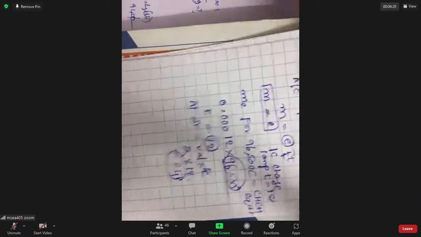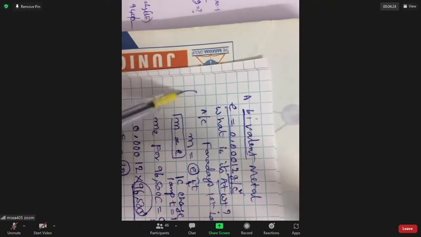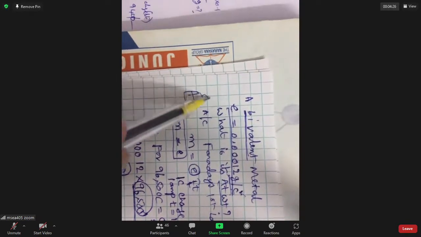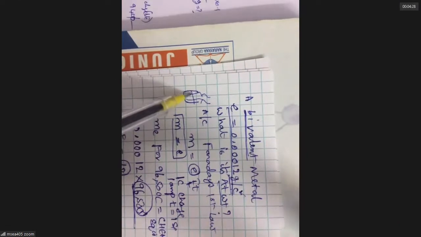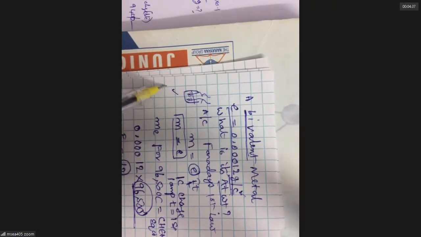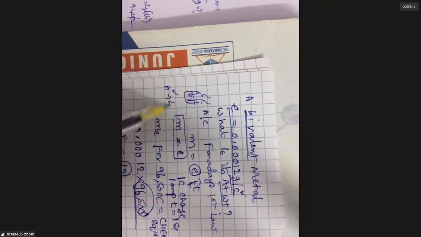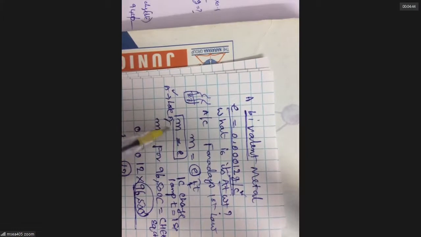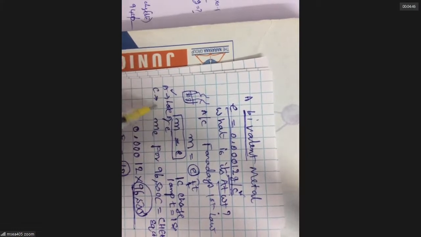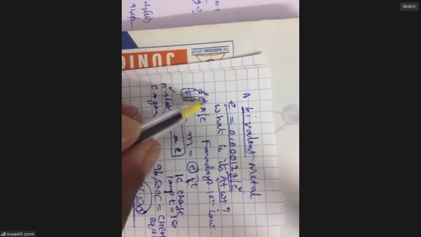There are 3 ideas I want every student to kindly notice. When I am passing current through an electrolyte, different elements are produced at cathode and anode. At anode, there is loss of electrons. At cathode, somebody will gain electrons. So you get different substances at cathode and anode.